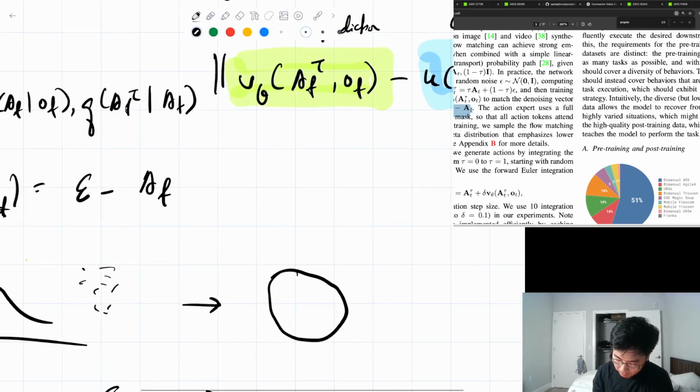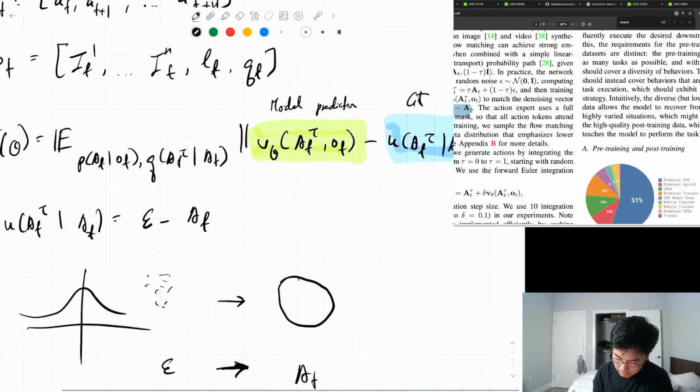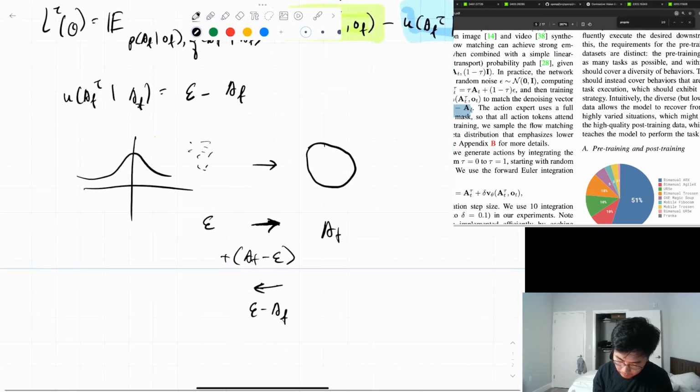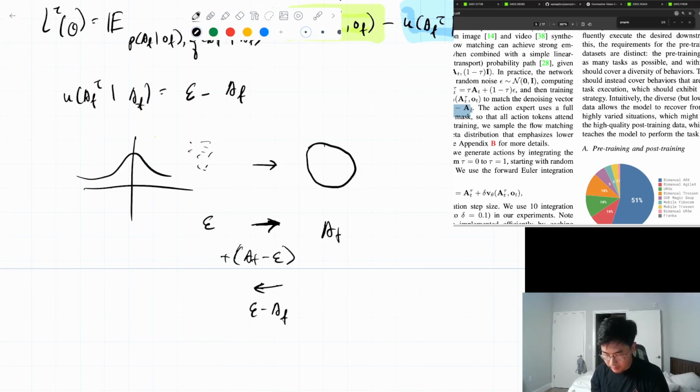Yeah, this is simply what the model outputs. The model outputs a velocity, because you can imagine at inference time we only have access to the noise, and we need to predict AT. So we want our model to predict this velocity field. I guess this is the noising. Isn't the denoising vector field actually AT minus epsilon?